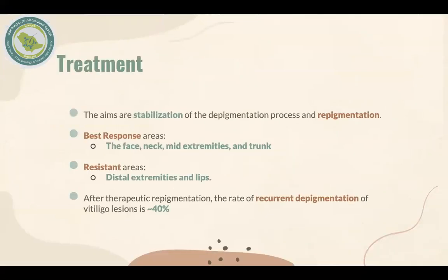Treatment: actually we have two aims of the treatment. The first is to stabilize the depigmentation process, and the second is repigmentation. The best response areas are the face, neck, mid extremities, and trunk. And the resistant areas include distal extremities and digits. After therapeutic repigmentation, the rate of recurrent depigmentation of the vitiligo lesion is 40%. So after we do a repigmentation, there is a 40% chance that it will depigment again.